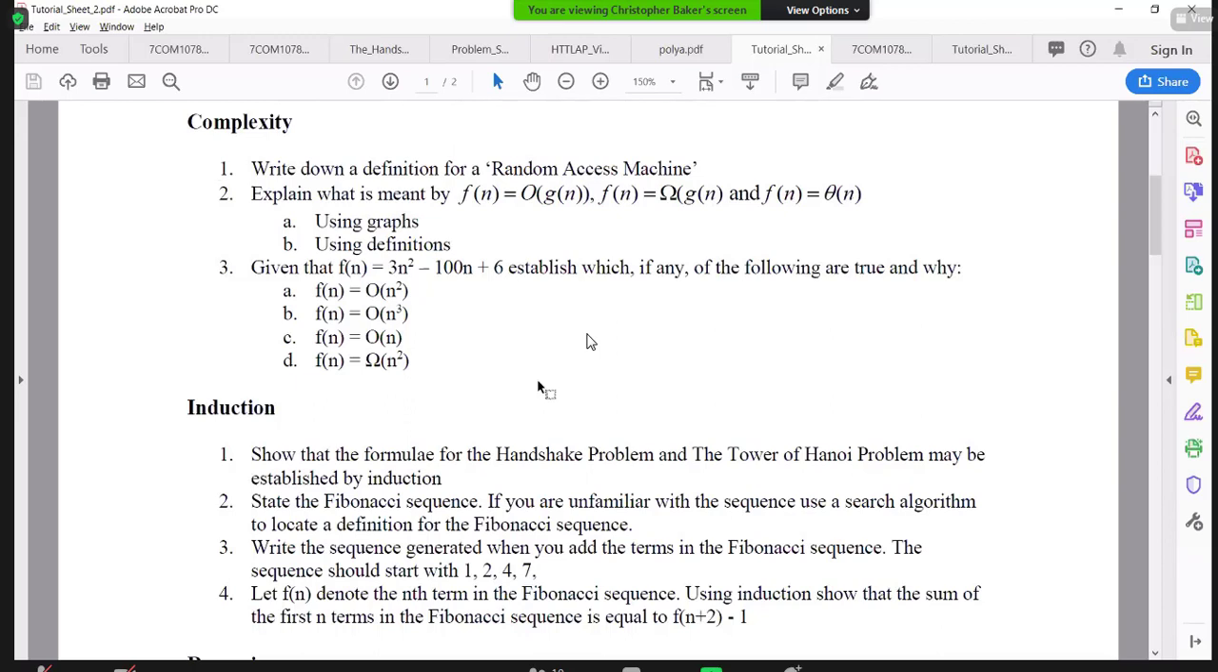So, for example, A: f of n is order of n squared, big O of n squared. This is true because I have an n squared which dominates n and the constant 6. Because n squared dominates, I could have, for example, 4n squared, and that would be bigger at some point than 3n squared minus 100n plus 6. But when we do this to establish whether it's true, you look at these ideas, but when it says why, you have to use the formal definition. So think of a constant multiplied by it, which becomes greater than for the first 3 and less than for the last one.